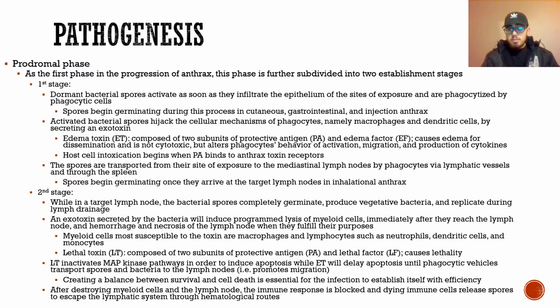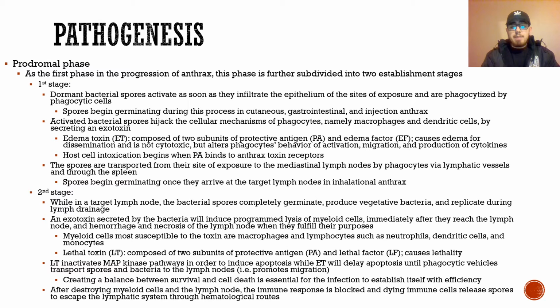So it basically ruptures from all the lymph being drained. And then that rupture of the lymph node will actually cause tissue death or necrosis. The myeloid cells most susceptible to the toxin are macrophages and lymphocytes such as neutrophils, dendritic cells, and monocytes. Lethal toxin, or LT, is composed of two subunits, protective antigen and lethal factor. And this lethal factor is what actually kills the lymphocytes and the macrophages. It's what causes necrosis. It basically just, in general, causes lethality.